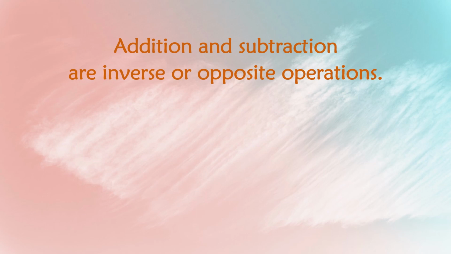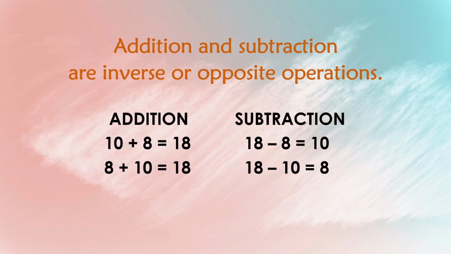Addition and subtraction are inverse or opposite operations. With subtraction, instead of adding two numbers to get a sum, you are removing one number from another to get a difference. Look at the examples below. 10 plus 8 is equal to 18, and 8 plus 10 is equal to 18. While in subtraction, 18 minus 8 is equal to 10, and 18 minus 10 is equal to 8. It seems like subtraction is the backward equation of addition.